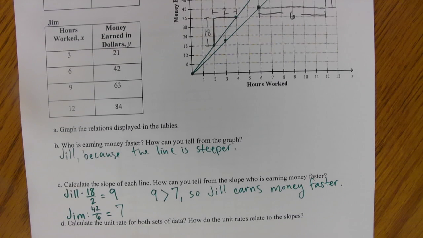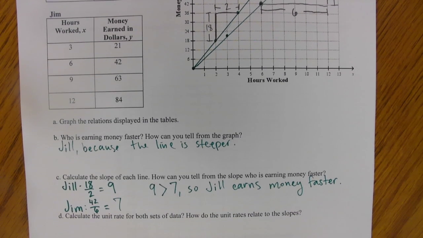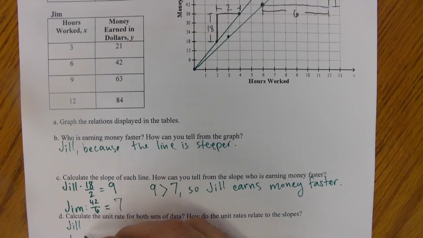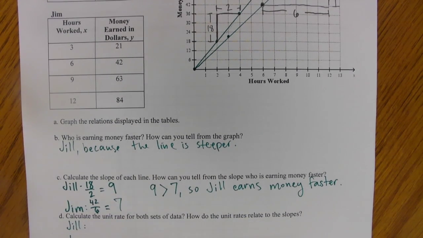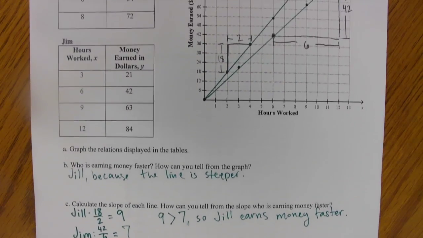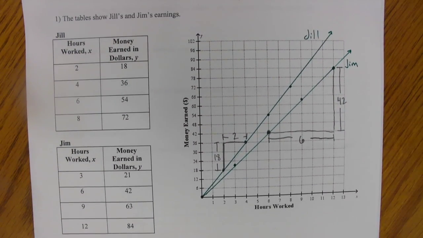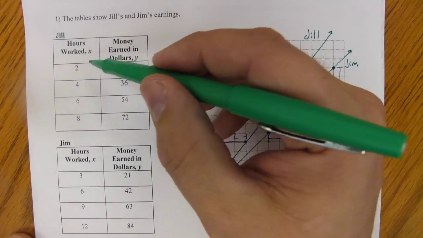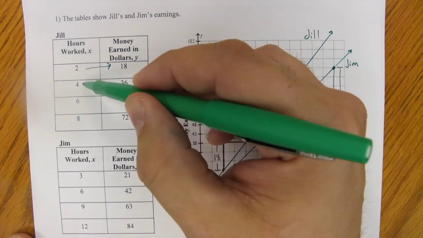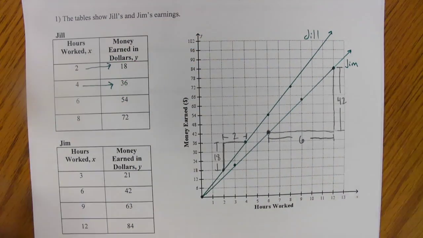Okay, that's good. Part D says calculate the unit rate for both sets of data. So for Jill's set and for Jim's set, how do these unit rates compare to the slopes? Okay, so we've got Jill and we've got Jim. To do Jill's unit rate, let's look here at the table. How do we get from 2 hours to 18 hours? How do we get from 4 hours to 36? What is the unit rate? How many dollars per hour?